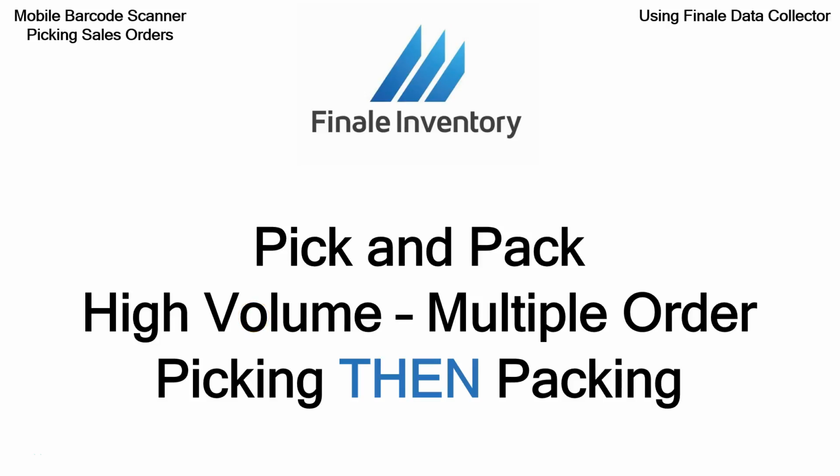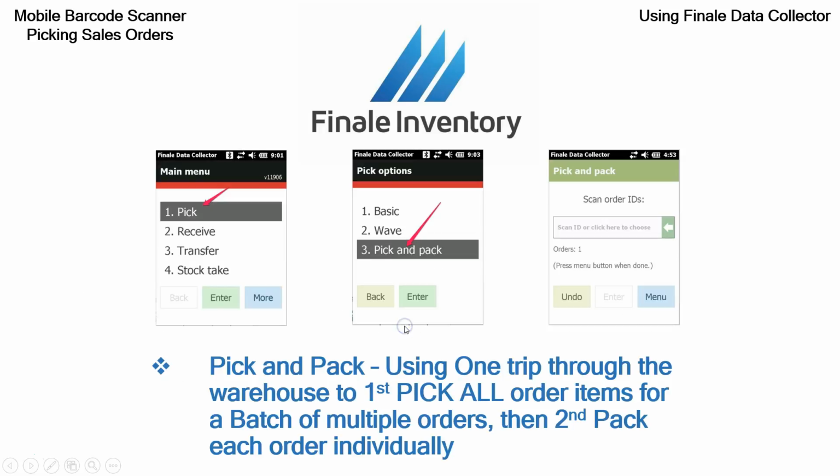I'm going to give a quick overview video on one of our batch picking features of our mobile barcode scanner. This one in particular is called Pick and Pack. It is designed for high volume, multiple order picking separately from the packing step. So we commonly refer to it as picking, then packing. So let's move in to see this overview.